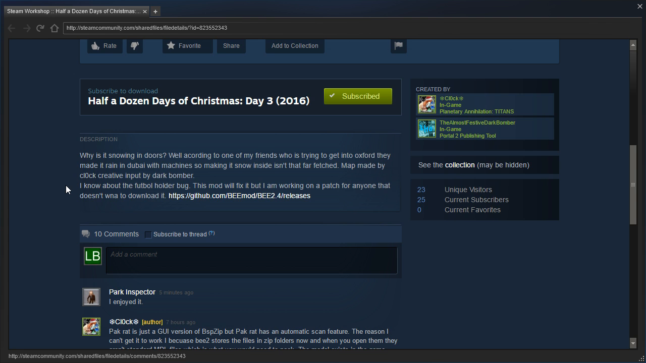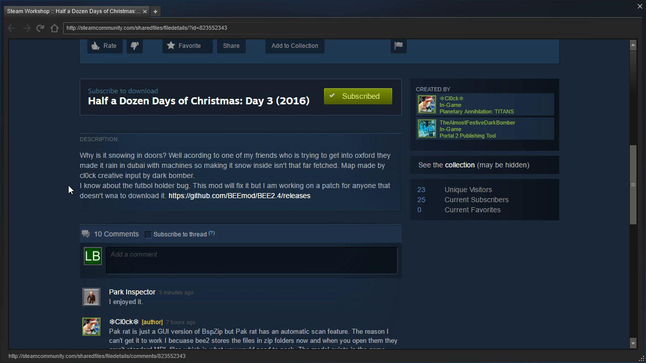Why is it snowing indoors? Well, according to one of my friends who was trying to get into Oxford, they made it rain in Dubai with machines, so making it snow inside isn't that far-fetched. Map made by Cl0ck, creative input by DarkBomber. I know about the football holder bug, this mod will fix it, but I'm working on a patch for anyone that doesn't want to download it.